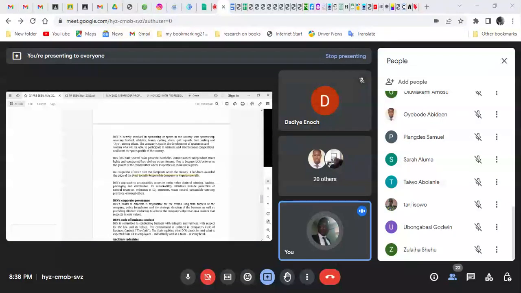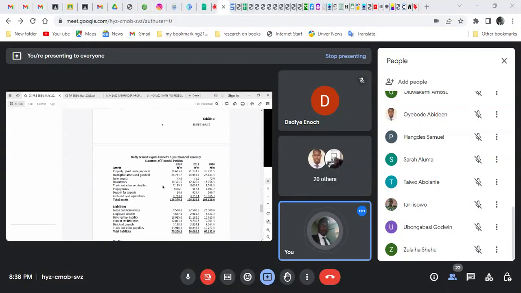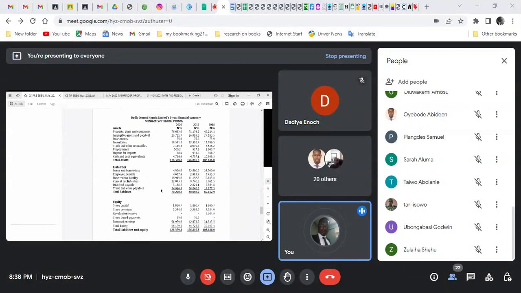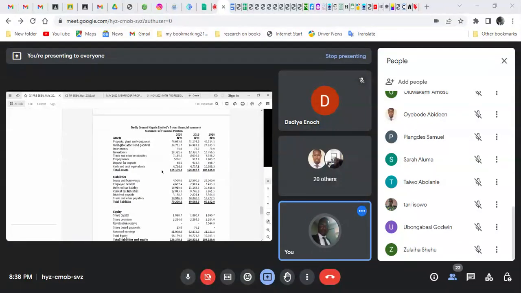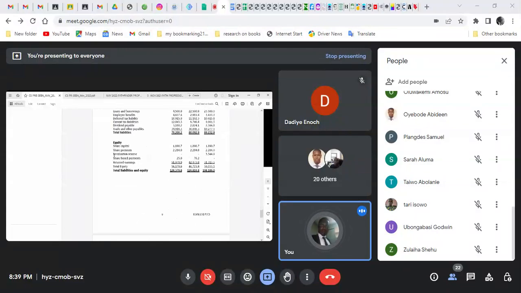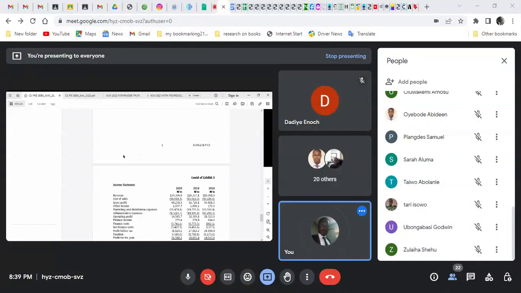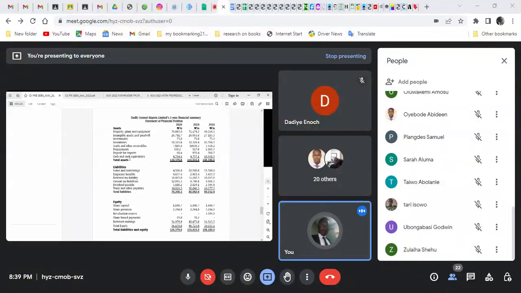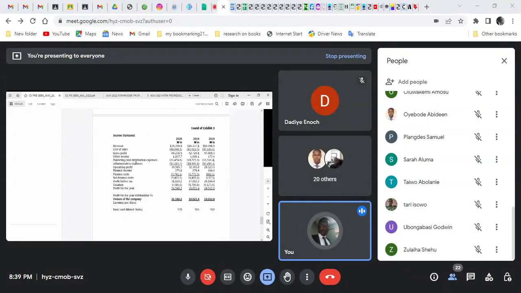So let's quickly go to exhibit 3. So exhibit 3 is basically the financial statement, right? So we are given the balance sheet, we are given the income statement. So the first stage in financial analysis is you look at the figures. We can start from the income statement. You look at the figures.